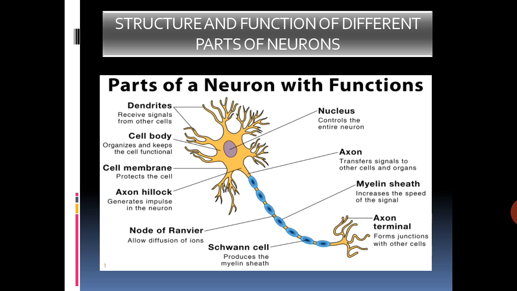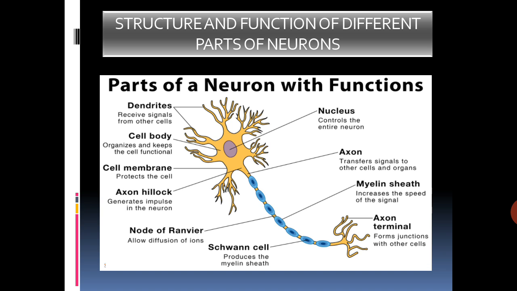Now this cell body is enclosed by a membrane called the cell membrane. This cell membrane protects the cell and allows it to interact with its surroundings. Now coming to dendrites. Most neurons have multiple dendrites. Dendrites are like fibrous roots that branch out or extend outward from the cell body. Like antennas, they receive signals from other neurons.